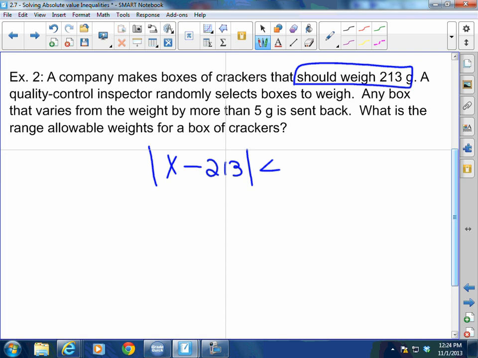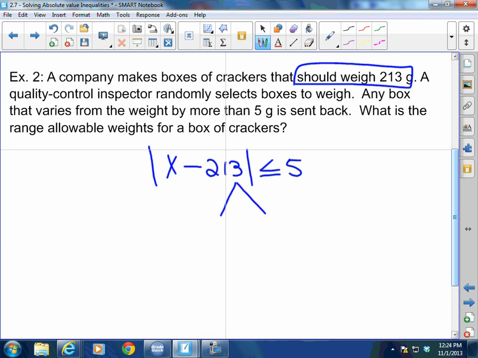If it's greater than 5, it gets sent back. So it must be less than, more than 5. Yeah, it could be equal to, though. Less than or equal to 5. That's my equation.